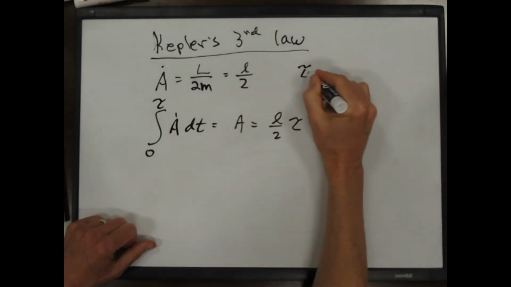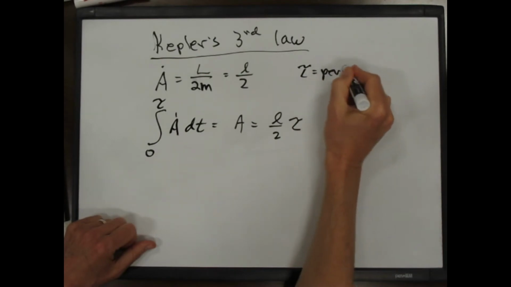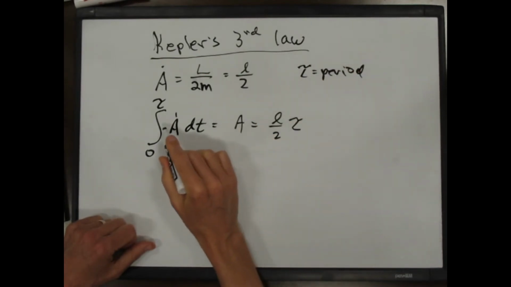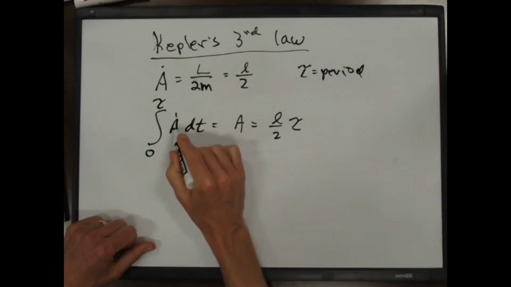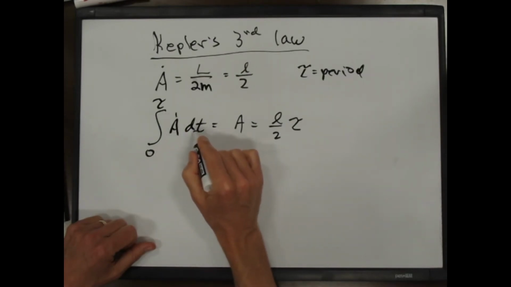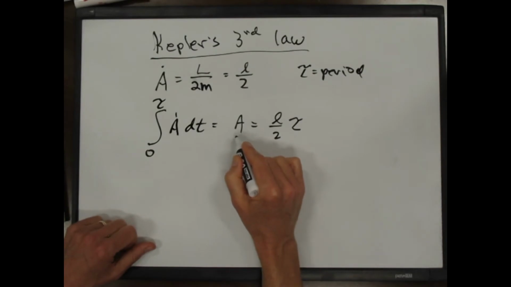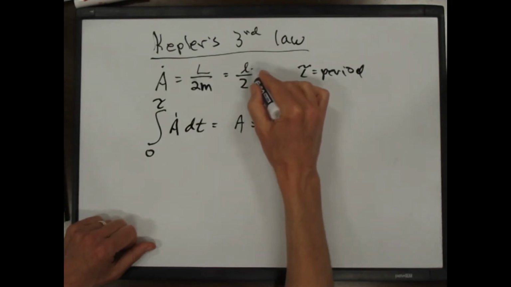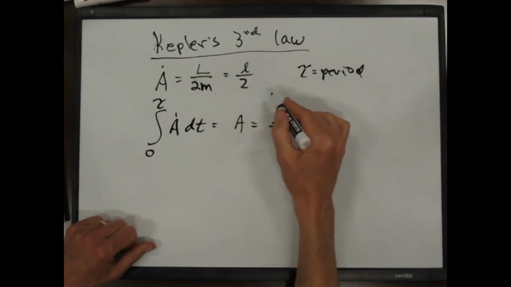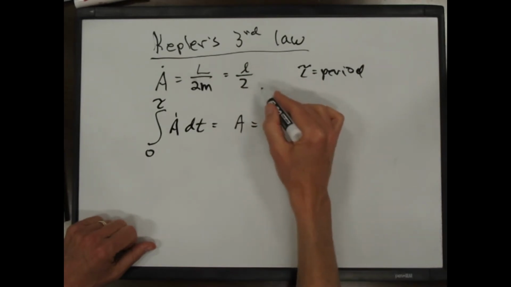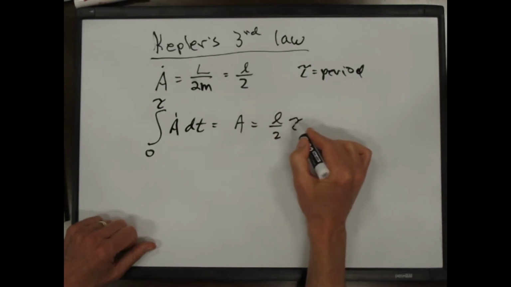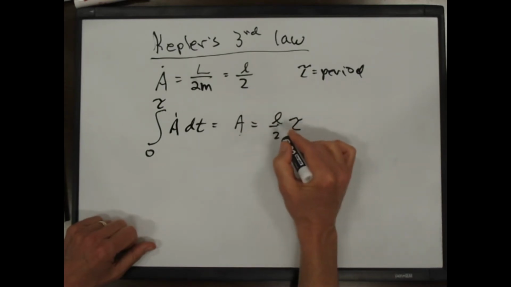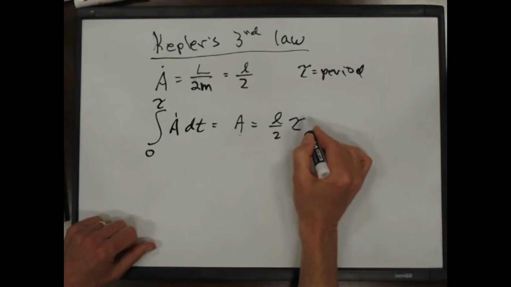And so I'm going to integrate A dot over one full loop. So tau is the period, and that means this says the integral of the rate of change of the area over one cycle is just the area, right? That's sort of an obvious statement, and that's the same thing as integrating this quantity over the period. But this quantity is a constant, so when I integrate this quantity over the period, I just get the quantity times the period, and so the area is equal to L over 2 times the period.